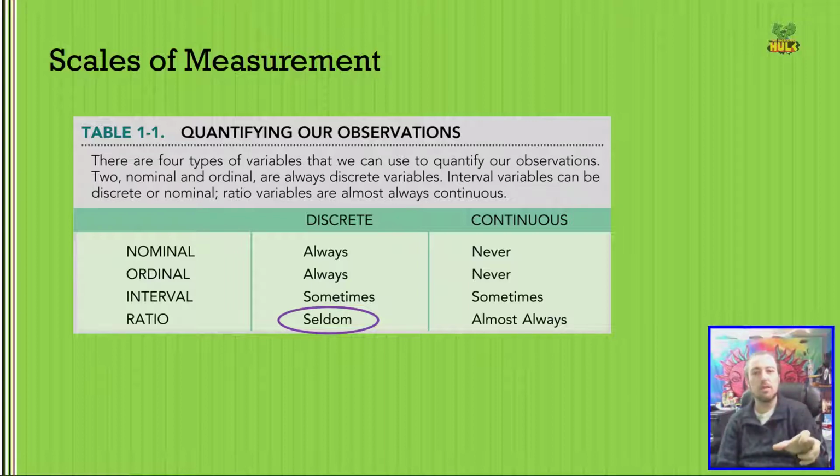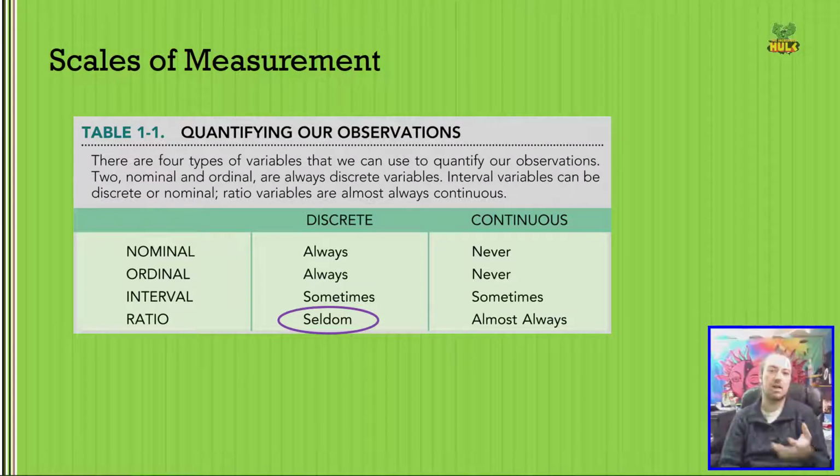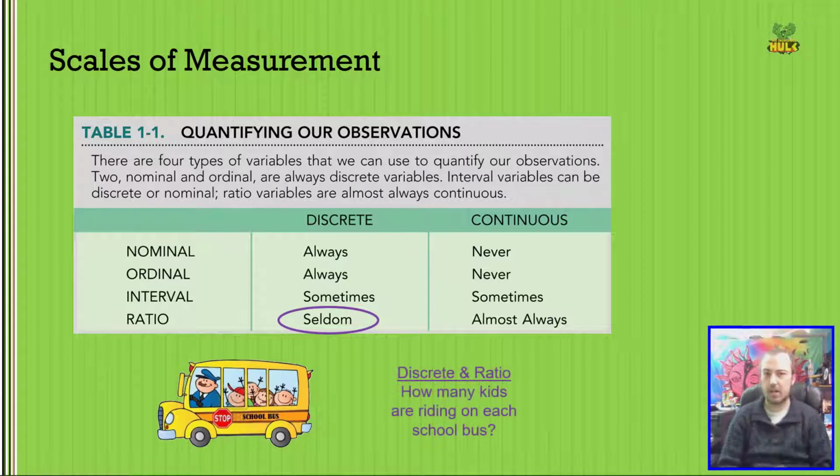We also meet the distinction that 0 here means something. There were 0 kids on that bus, right? But it's discrete because you're never going to have 3.5 kids on the bus or 4.5 kids. It's always 1, 2, 3, 4, 5, 6, right? In these whole numbers. Okay, so hopefully that helped make sense of scales of measurement.